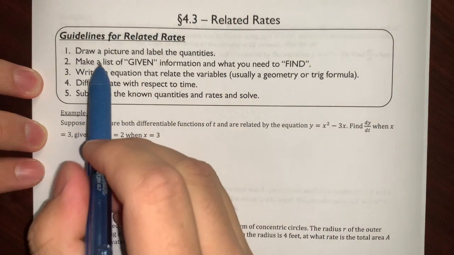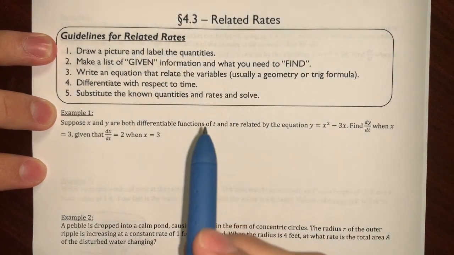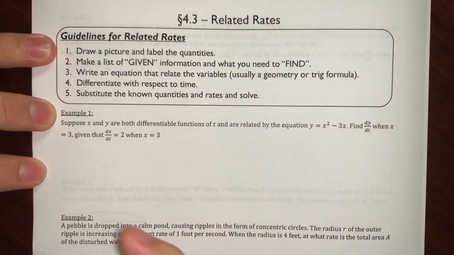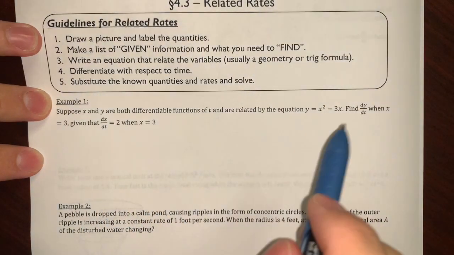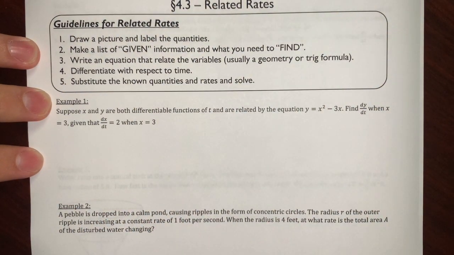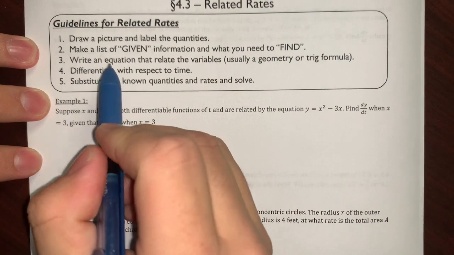So the first thing you should do whenever you read these word problems is draw a picture of what's going on and label your quantities. You're going to see me do this for every single problem, except for example one. This one doesn't really require a picture, but a lot of these scenarios, if you visually see what's going on, you'll be better off getting ready to answer the question.